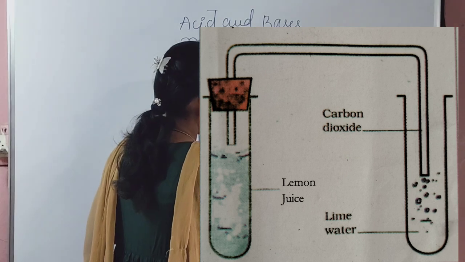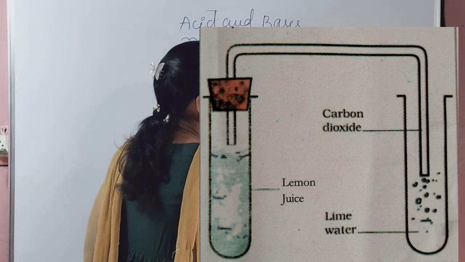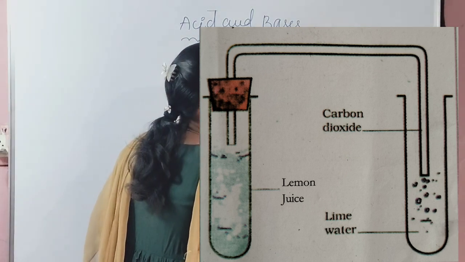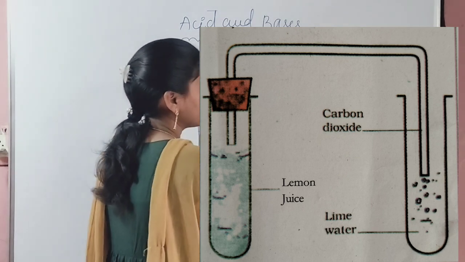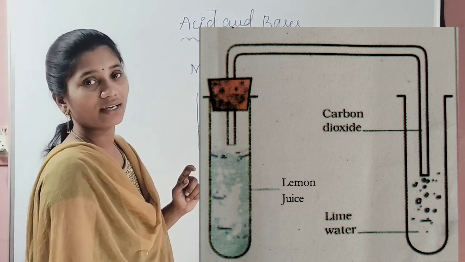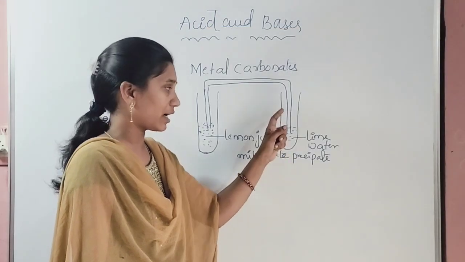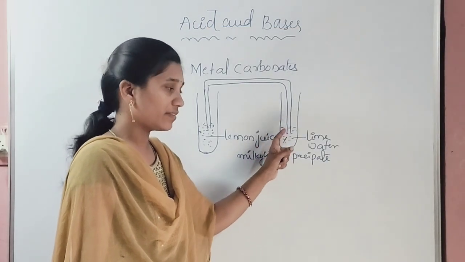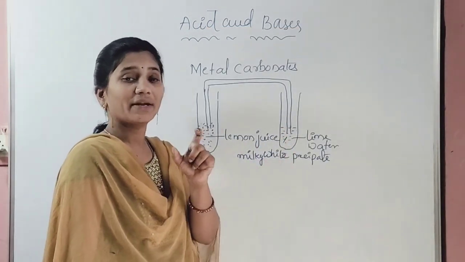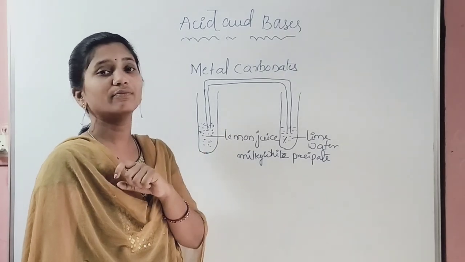Milky white precipitate is formed. Milky white precipitate is formed here in the lime water. So lime water is transparent. So when carbon dioxide is reacting with lime water, a precipitate is formed in the color of milky white.